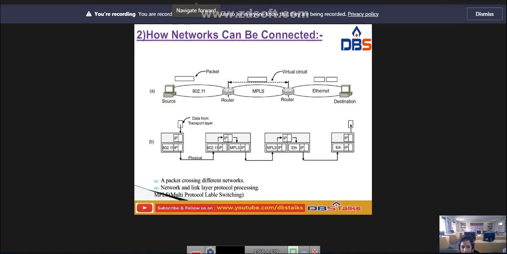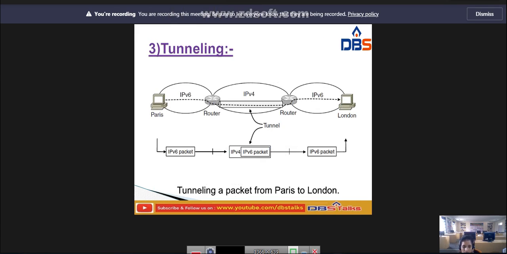So this is the second one. What is the third one? Tunneling. Tunneling handles the general case of connecting two different networks, and internetworking is extremely difficult. However, there is a common special case that is manageable even for different network protocols: where the source and destination hosts are on the same type of network, but there is a different network in between.